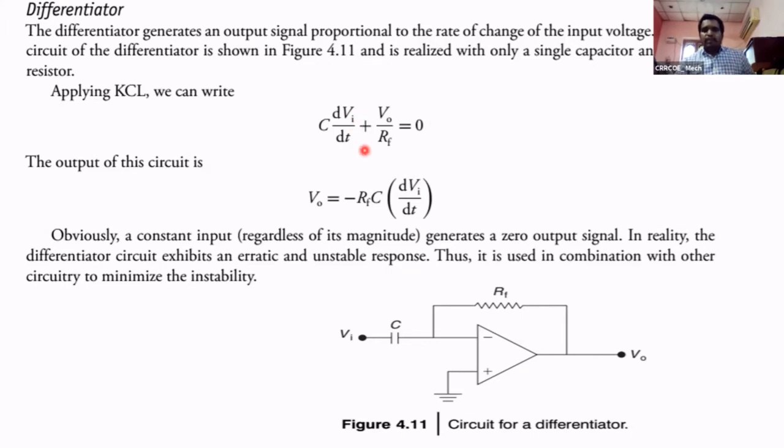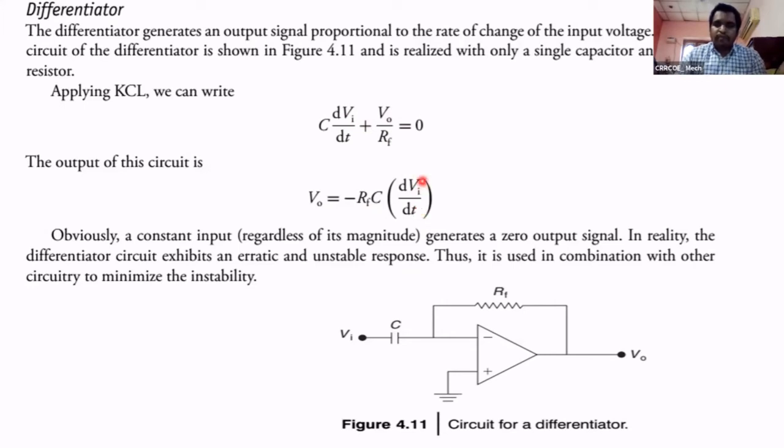Now we need the output voltage. What is the output voltage? Just move the remaining terms towards the right hand side, that is minus Rf into C into dVi by dt. Means the output voltage is the differentiation of the input voltage with respect to time.